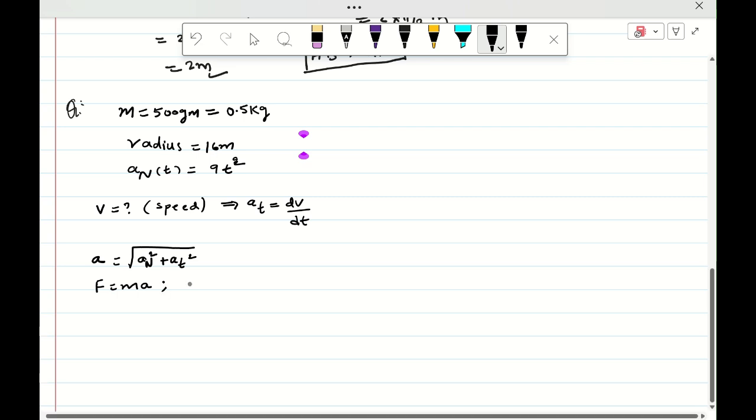From this you can find out power. Instantaneous power at any instant is equal to F dot V. In work power energy it becomes F dot V. Next, P average is equal to P instantaneous by 2.